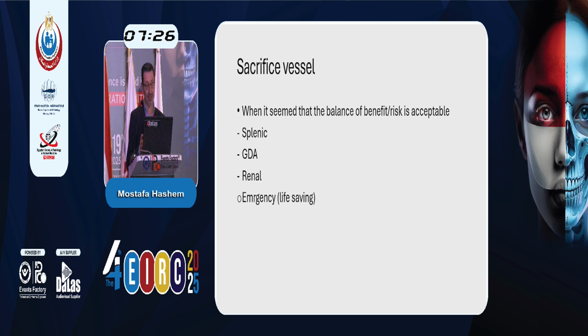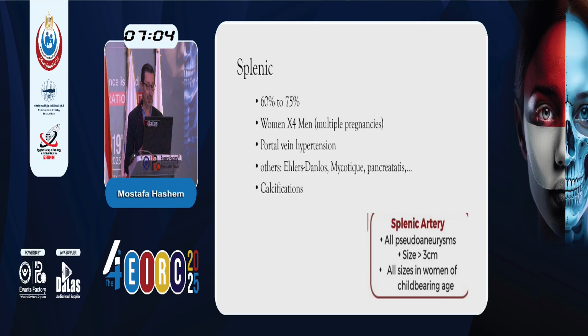So when can you sacrifice the vessels? If you have a life-saving emergency, sometimes you're going to see cases where you need to sacrifice even a renal artery. But in the majority of cases, if you go to the main trunk of the spleen, you could sacrifice it. The GDA has a lot of collaterals, and for renal, if it's distal, sometimes you need to sacrifice.